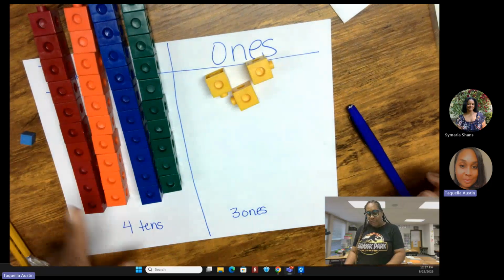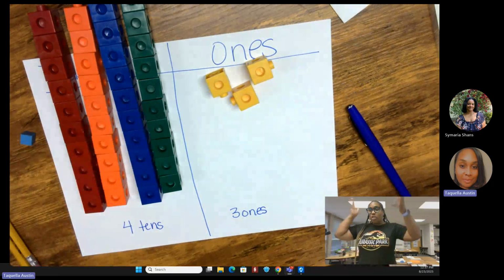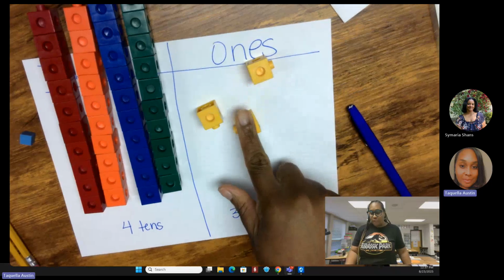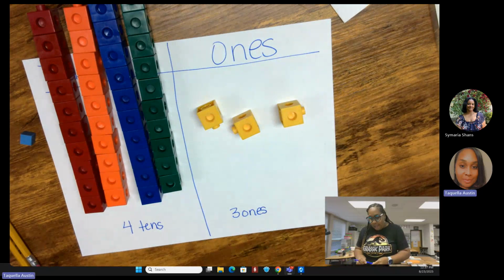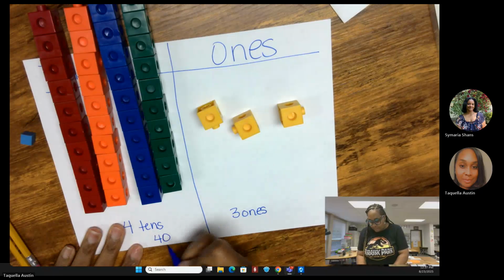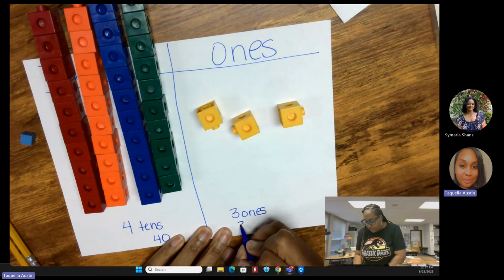So let's do that again. I have 10, 20, 30, 40. Switch your brain to 41, 42, and 43. So I know the value of my tens over here is 40. And my ones value over here is 3.